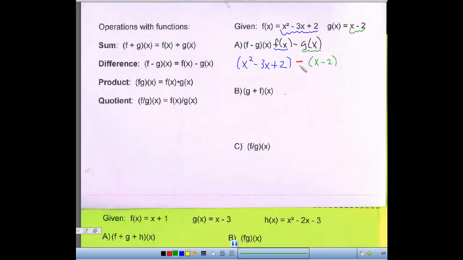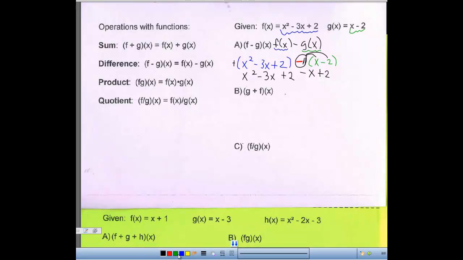Now all we have to do is to distribute the negative sign and combine like terms. Remember, there is an understood -1 in front of the parentheses when there's a negative sign. So let's distribute the negative. So we have negative 1x. Negative 1 times negative 2 is positive 2. And since there's nothing in front of this parentheses, it just comes down. X squared minus 3x plus 2.